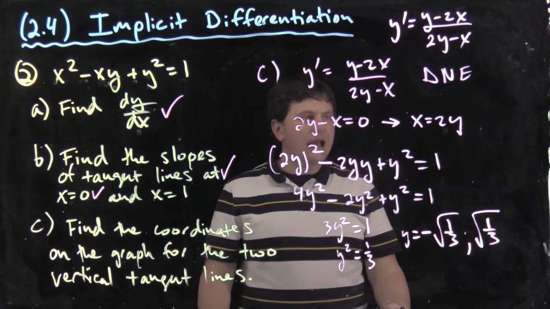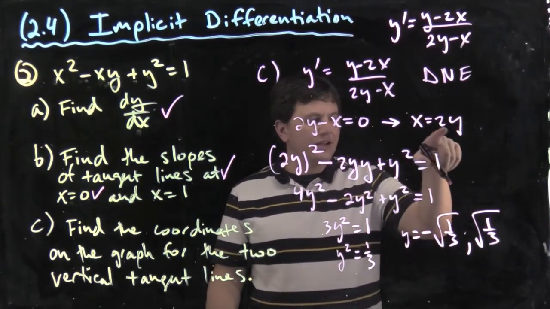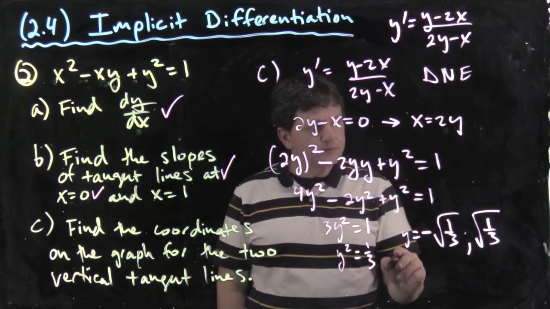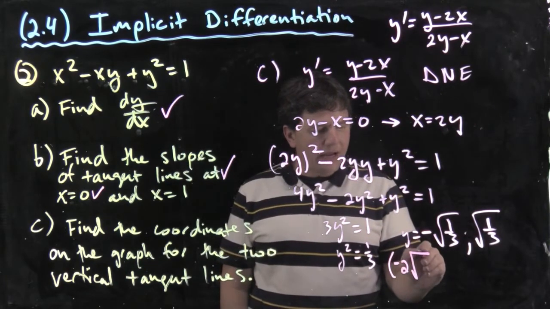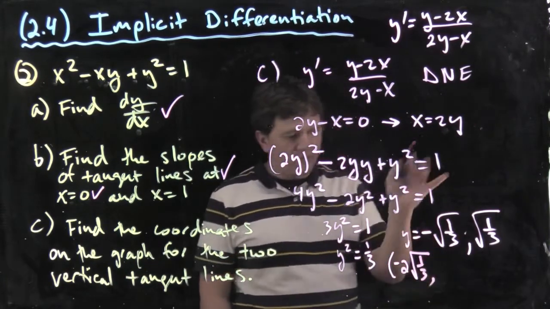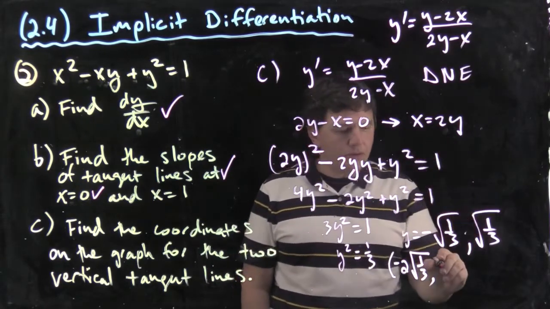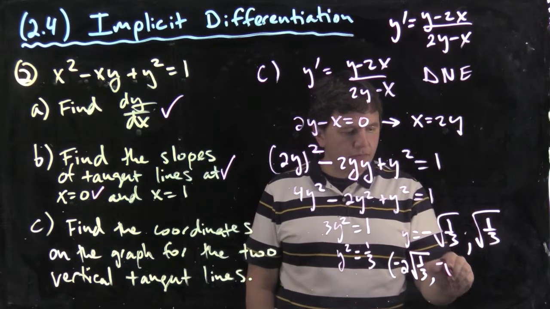Okay, so now we want to get the x. So what that means is that to get the x, I just have to multiply these by 2. So I'm going to have negative 2 radical 1/3. And by the way, I don't need you to simplify these. These are perfectly fine. These are perfectly simple. And then the other one will be, y will be negative 1/3.